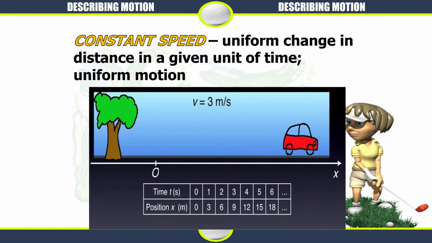Another important thing that you must remember is the concept of constant speed. Constant speed is the uniform change in distance in a given unit time, and it is known to be the uniform motion. So in a different set of time here, you will solve that there will be a velocity which is 3 meters per second.